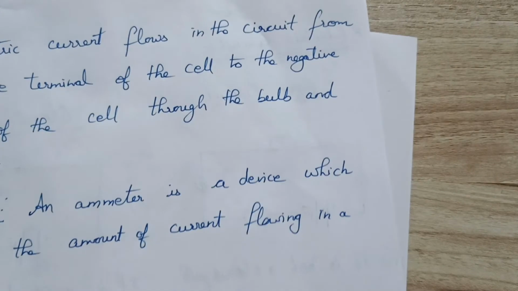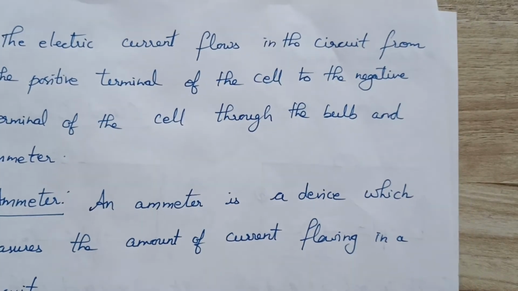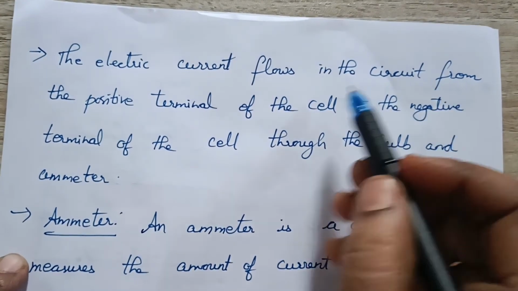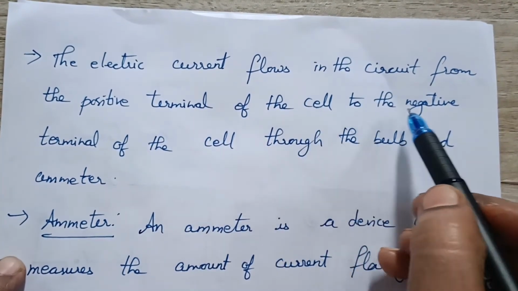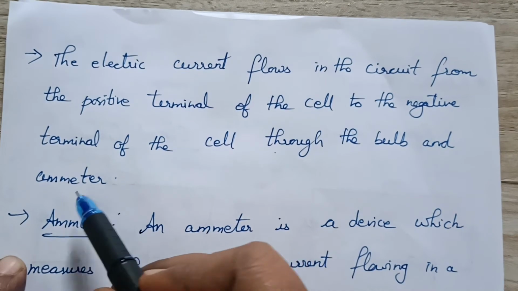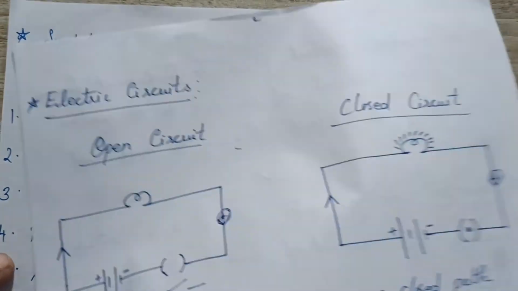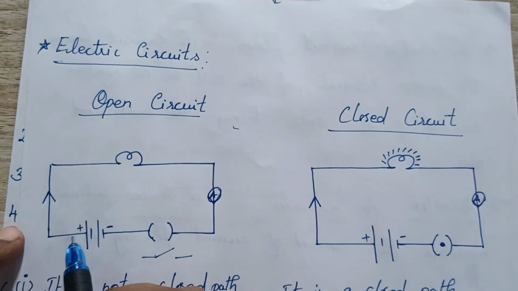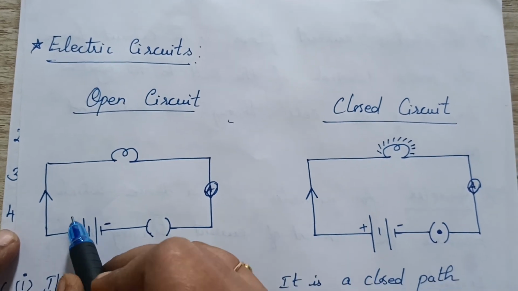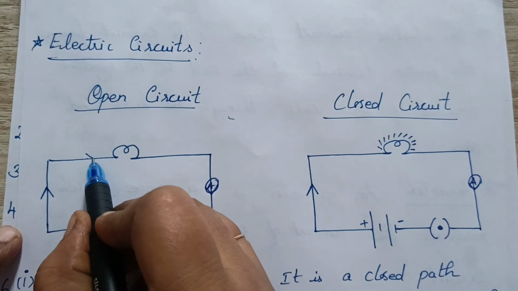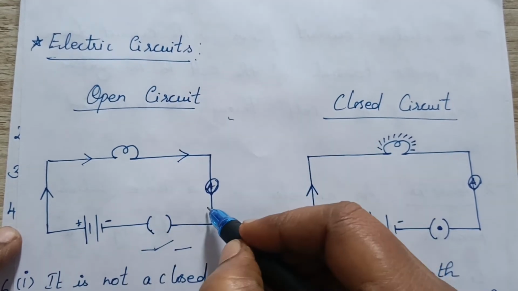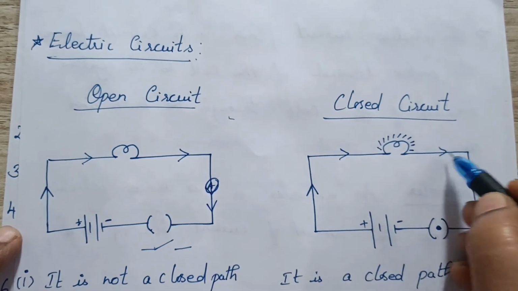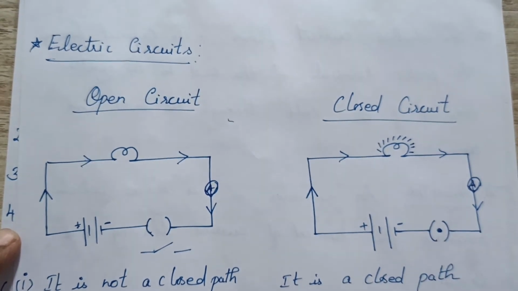Next, the electric current always flows in the circuit from the positive terminal of the cell to the negative terminal of the cell through the bulb and the ammeter. If you have seen this one, I have marked this, I will put the arrow mark here, so it is positive. From positive only the electric current will flow like this, towards the negative terminal. This is the flow of electric current.